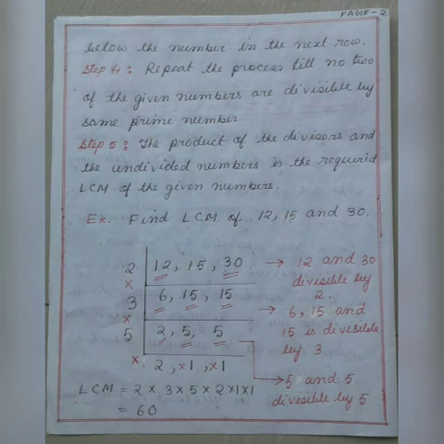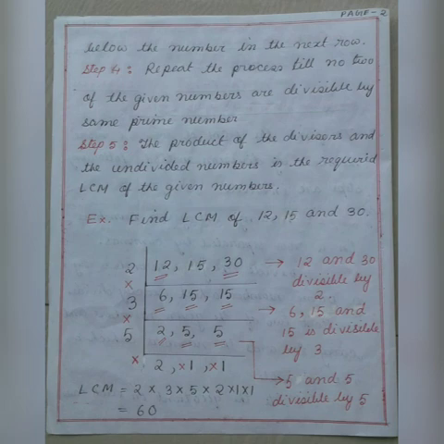Now let us find the LCM of 12, 15 and 30 by using the division method. I will follow the steps mentioned above. I have written 12, 15 and 30 separated by a comma. Now, I shall check which two numbers are divisible by a prime number. I can see 12 and 30 are divisible by 2.